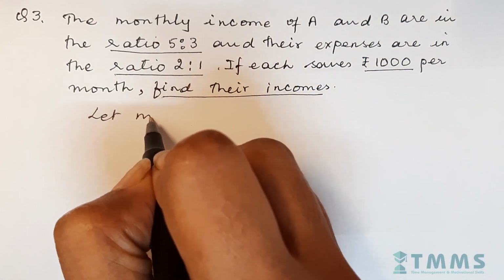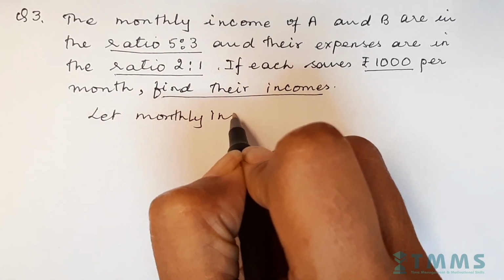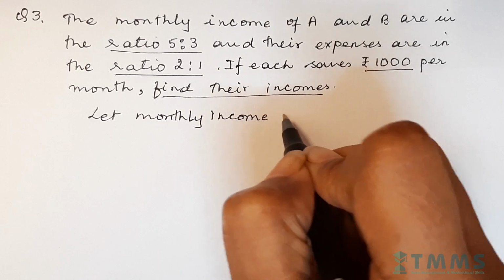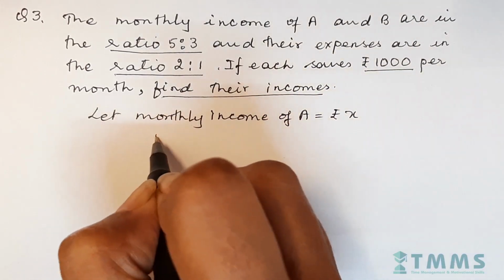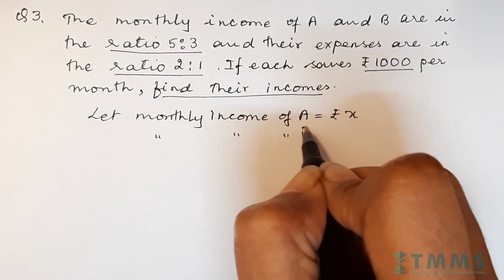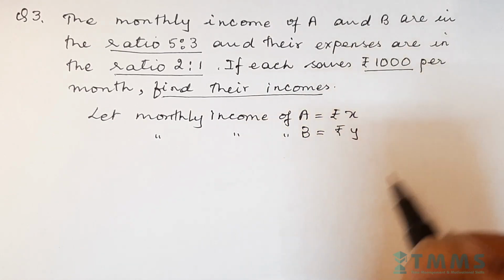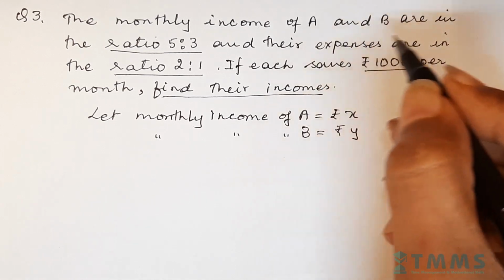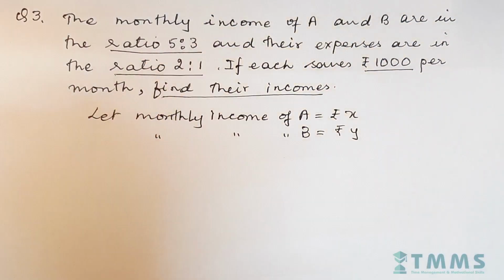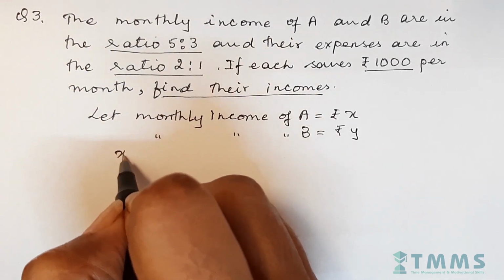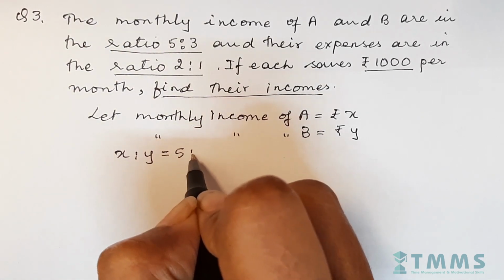So, let the monthly income of A be rupees X and the monthly income of B we will call rupees Y. Now, the ratio of their income is 5:3. Can you see that? So, we have X is to Y is equal to 5:3.